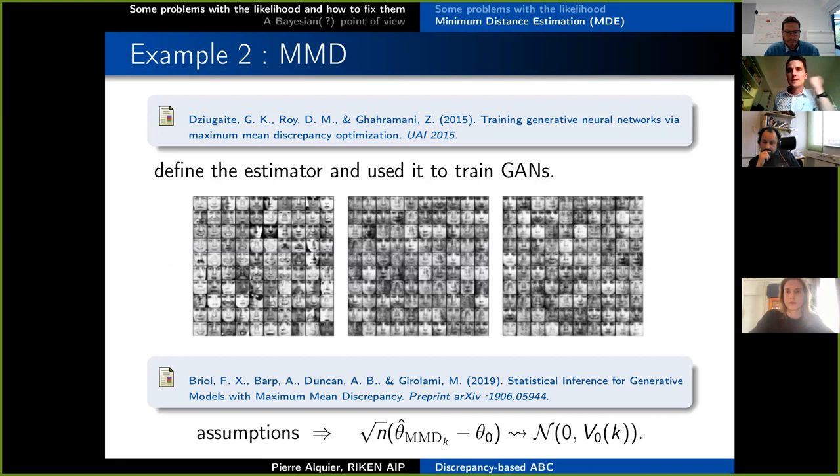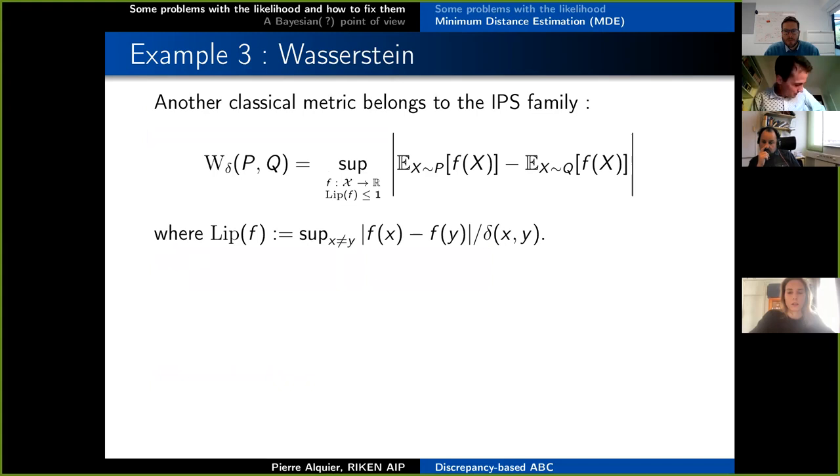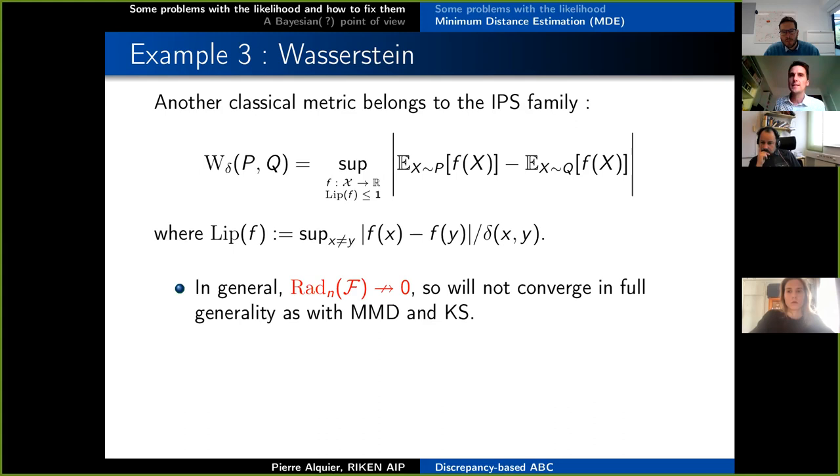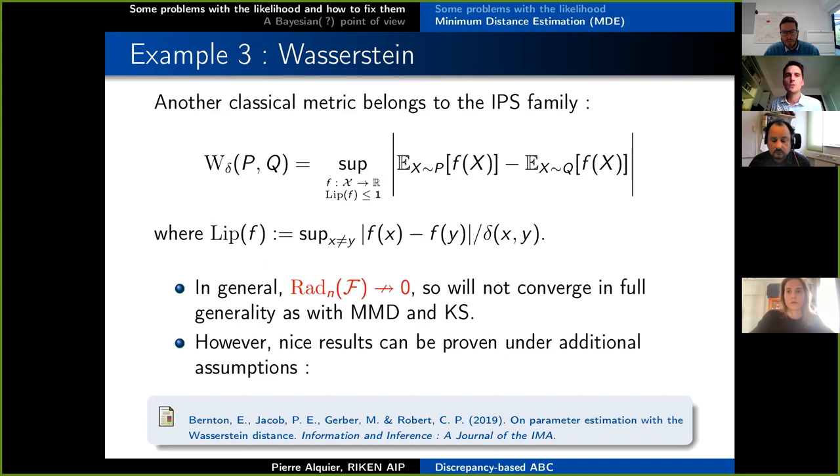One last thing I want to mention is that another possible distance in the integral probability metric family is the Wasserstein distance, which is recently extremely popular in many machine learning applications. In this case, the set of functions is the set of Lipschitz functions with Lipschitz constant smaller than one. This one is super attractive because Wasserstein has a lot of good properties that are very popular currently. But on the other hand, it's not easy to upper bound its Rademacher complexity. In general, it will not go to zero. But it's possible to use other tools to control it. I want to mention this paper by Espen Bernton, Pierre Jacob, Mathieu Gerber, and Christian Robert, who studied estimation based on a Wasserstein distance. So even though the general tool I proposed here might not work, it's still possible to use other ways to understand the Wasserstein distance in this context.